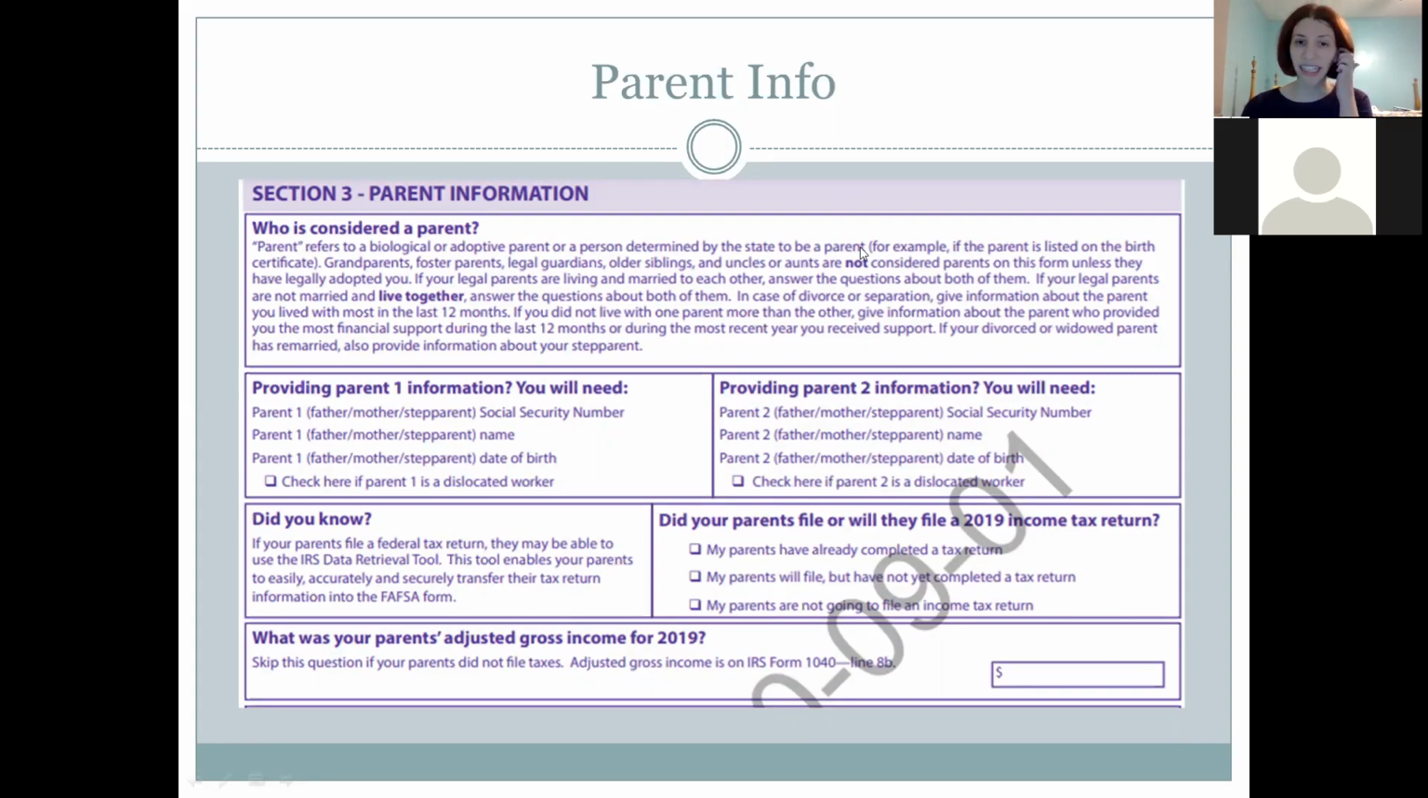All right, 2019 taxes, hopefully you have that put in, and you can actually use the IRS data retrieval tool. We'll get to that in just a little bit, but it is something that you'll be able to use to import your information directly from the IRS and put it into your FAFSA. Now if you don't use the data retrieval tool, you're going to have to put in what the AGI was, and then also go down to taxes and then wages as well.